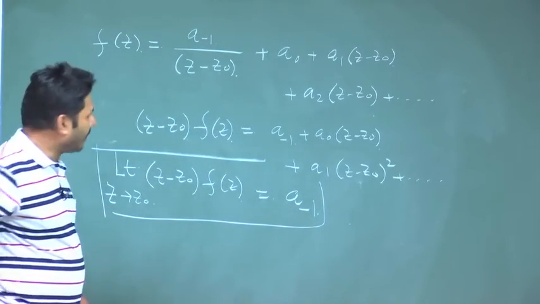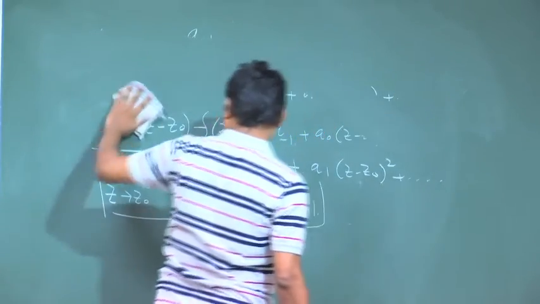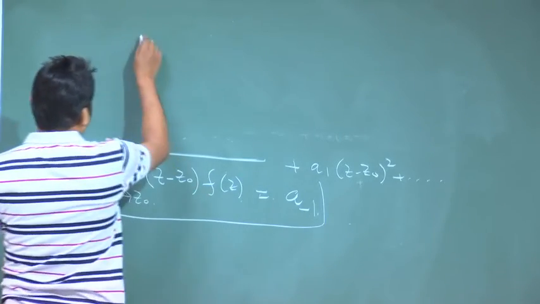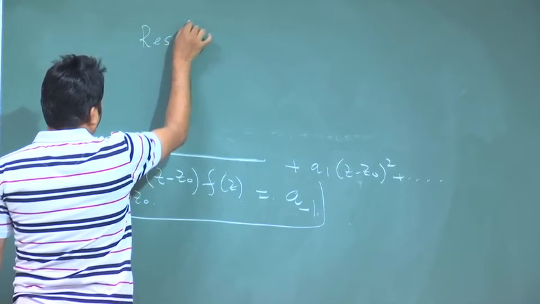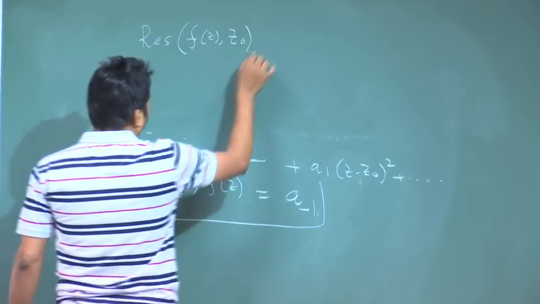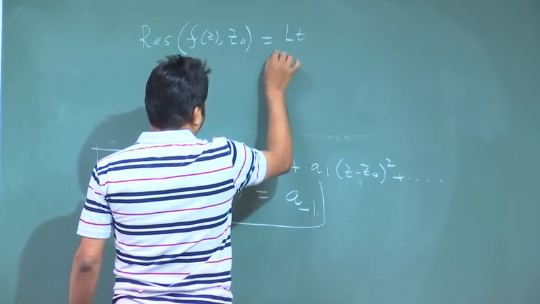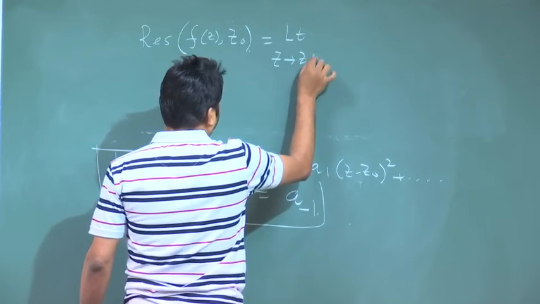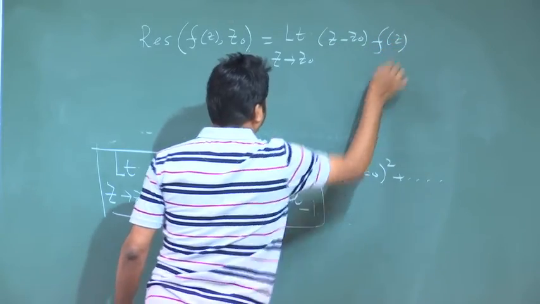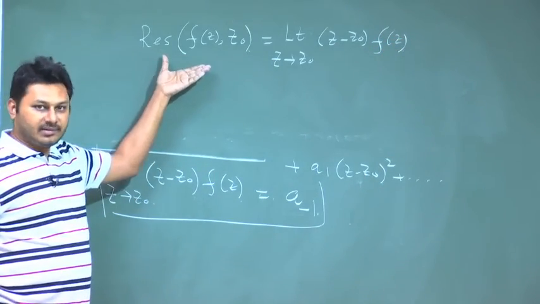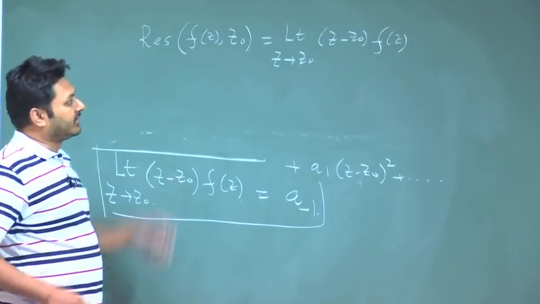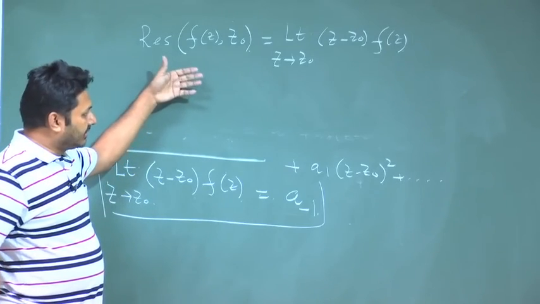Let me write it down here. The residue of the given function f(z) at the singularity z0 is the limit z tends to z0 of (z minus z0) f(z). That is all. This is the recipe to find the residue once I have the functional form and know that this is a singularity of first order.